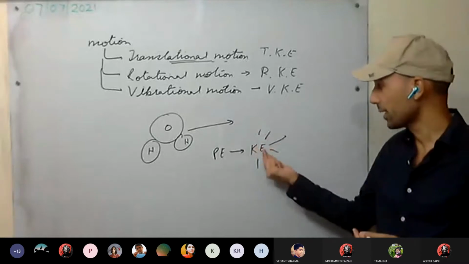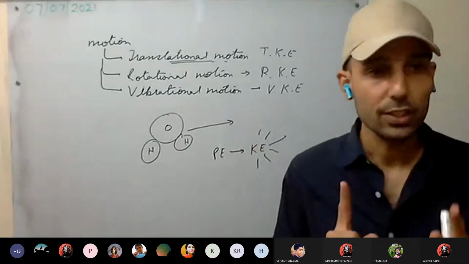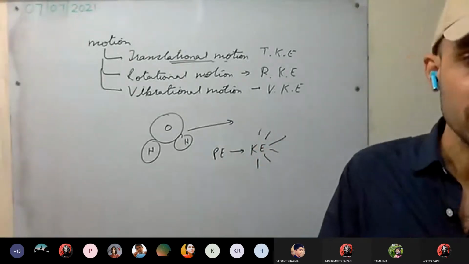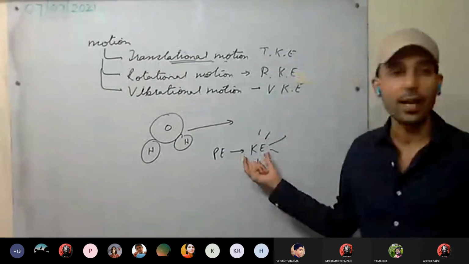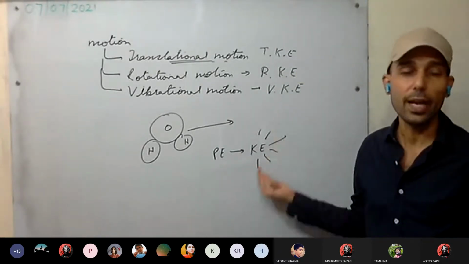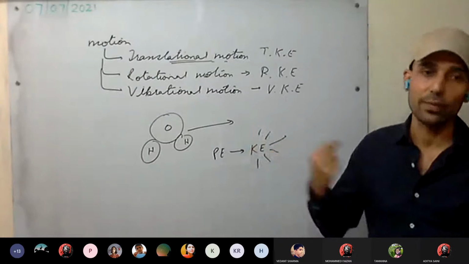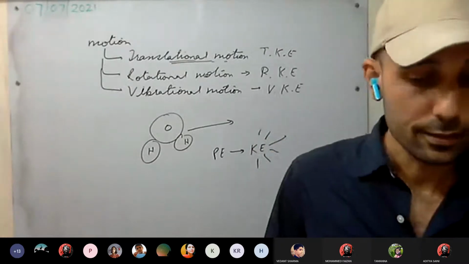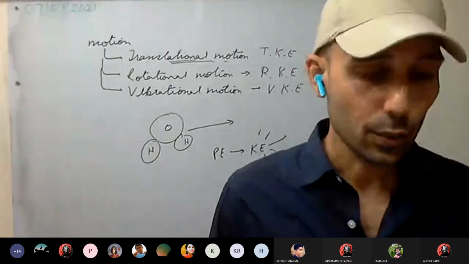Okay, this is clear. This kinetic energy is being used then. So potential energy can be converted into only one form of energy, that is kinetic energy. This kinetic energy can be converted further into any other form of energy. This is clear. The rest you can go through.